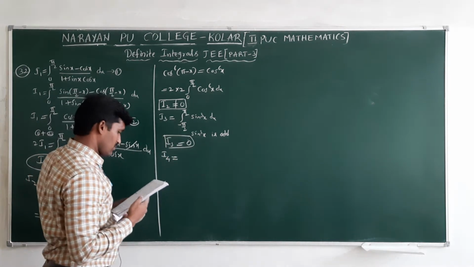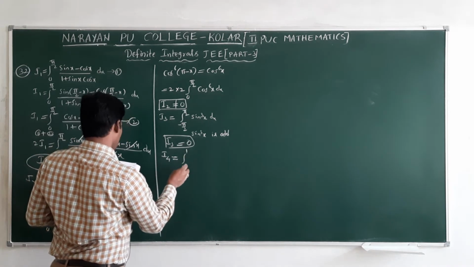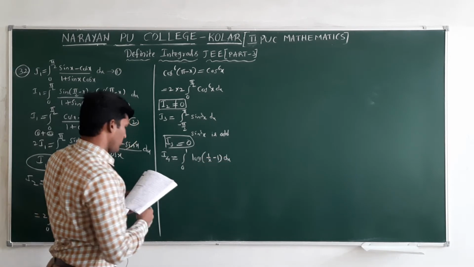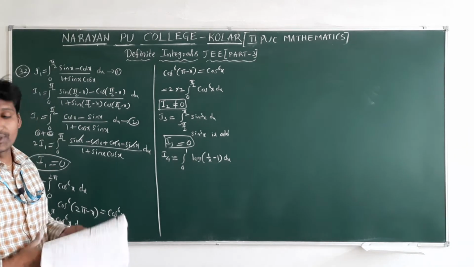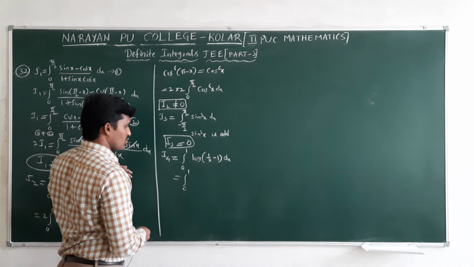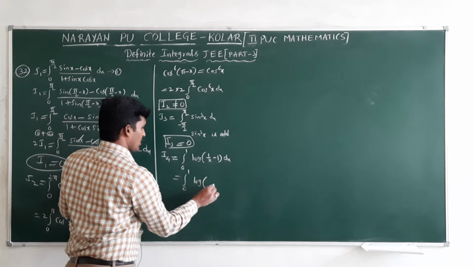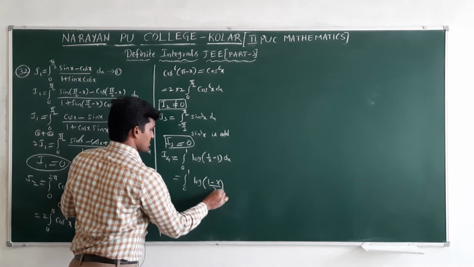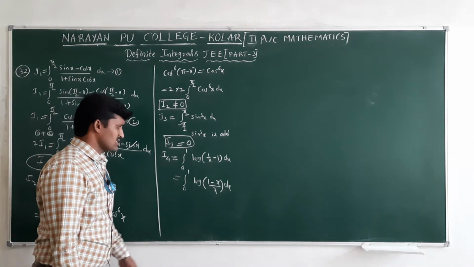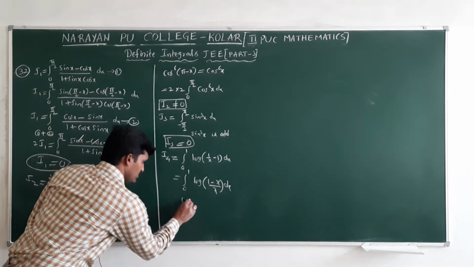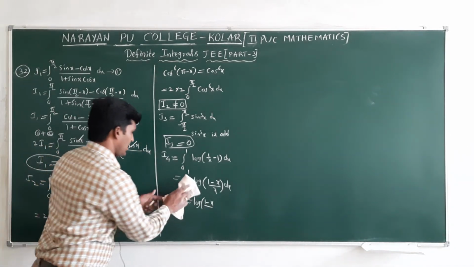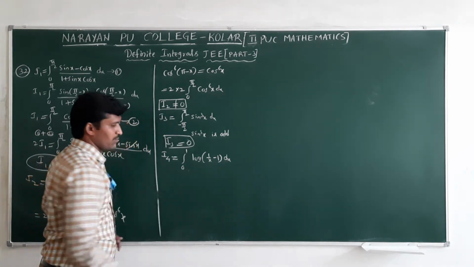Next I4, the integral from 0 to 1 of log(1/x − 1) dx. This value we need to simplify. The integral from 0 to 1 of log of, taking the LCM, (1 − x)/x dx. We can't simplify this directly. So here I will take u and v as they are and simplify again; the u by v formula we need to apply.